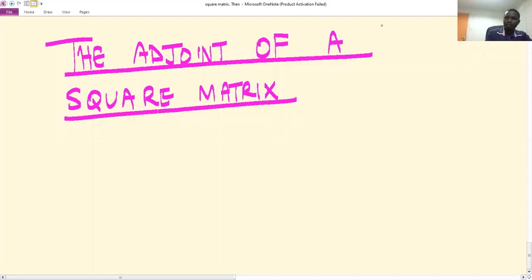Welcome to this session. In this session, we are going to discuss the adjoint of a square matrix. The adjoint of a square matrix is simply the transpose of the matrix of cofactors. So, definition.